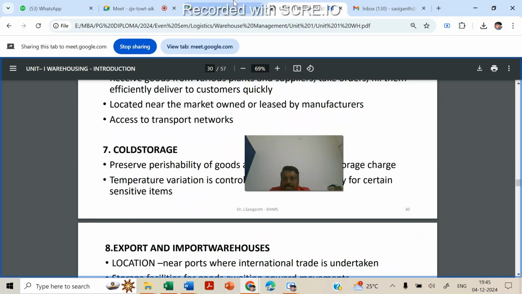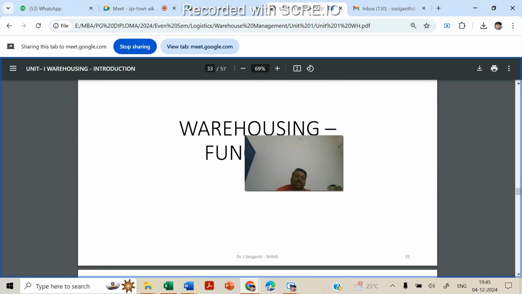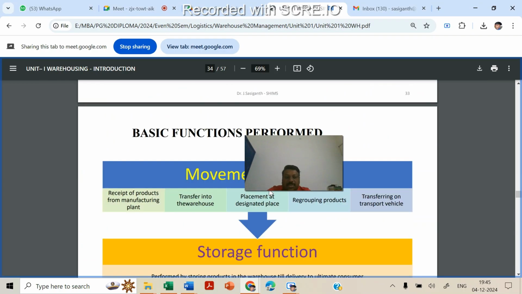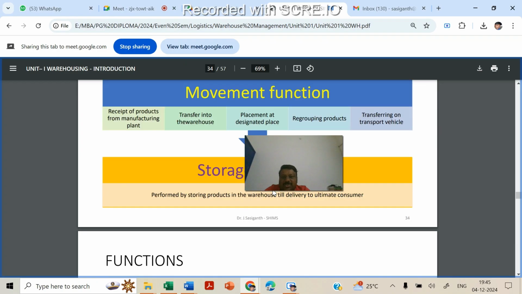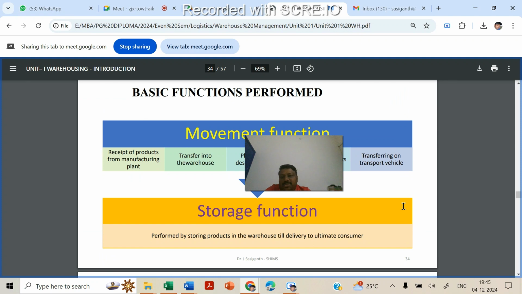Launder, distribution, export, field, agriculture warehouse. Yeah. Next one we'll go to the warehousing functions. Okay, I think we'll complete this by today. See, there are a few basic functions which are performed in warehouse management. Okay. First and foremost is the movement function.